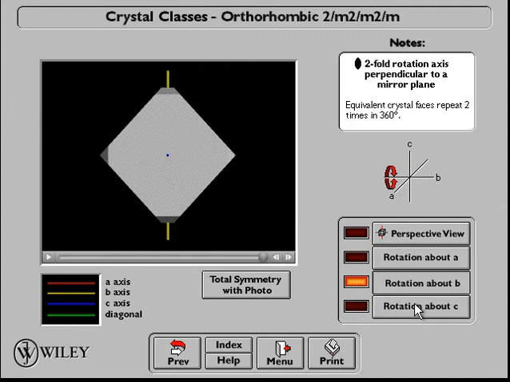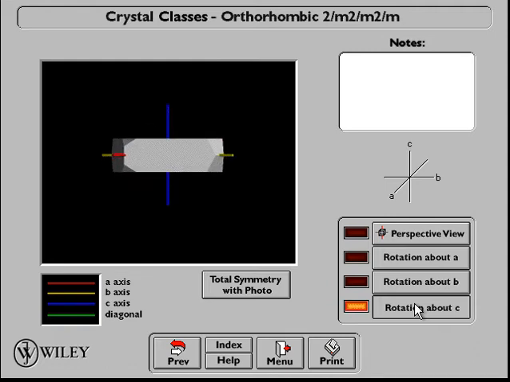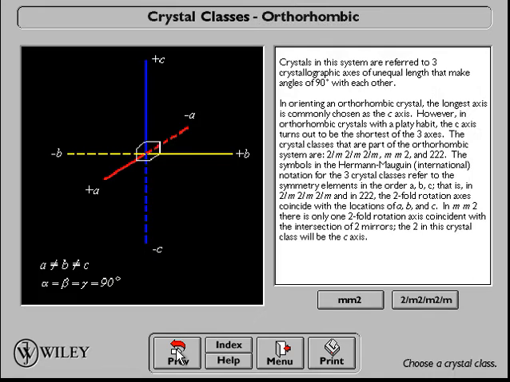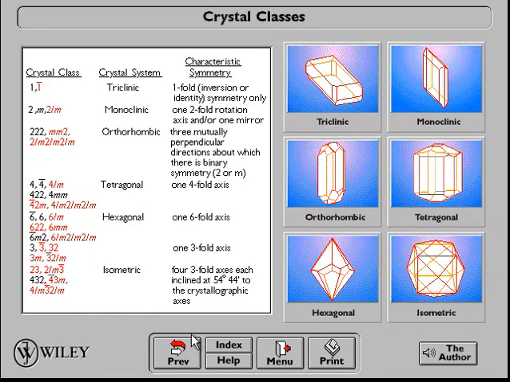The same about c. So here we have our crystal. We have again a two-fold rotation axis perpendicular to a mirror plane. Now we are just turning it. We can repeat our crystal faces 2 times in 360 degrees, perpendicular to a mirror plane. And that was 2/m 2/m 2/m. Previous, and again previous. So now we are done with the orthorhombic system.